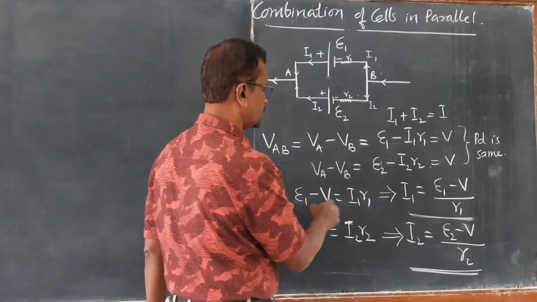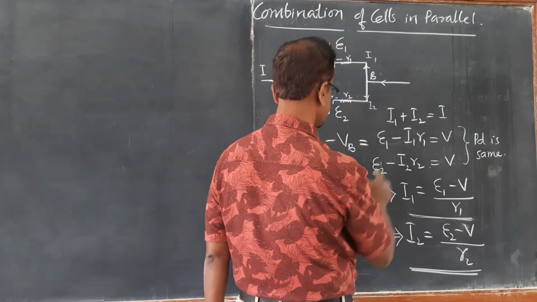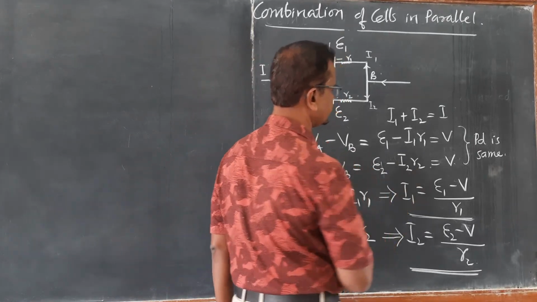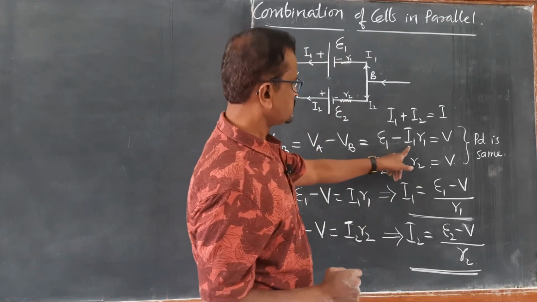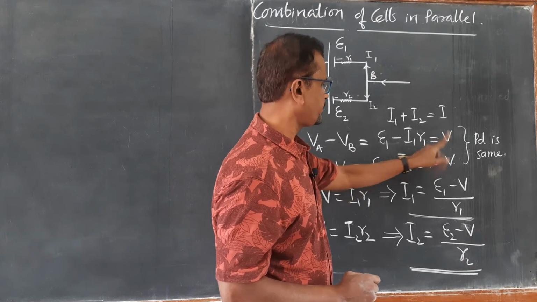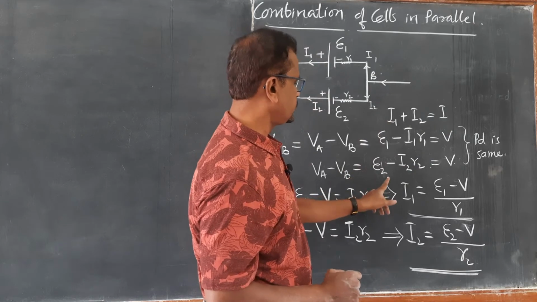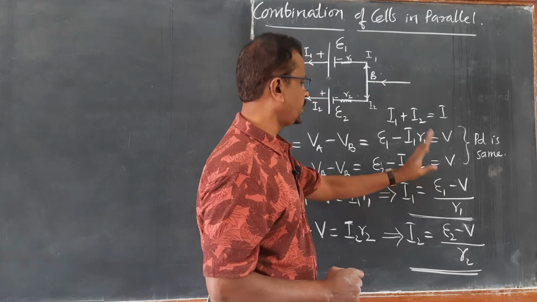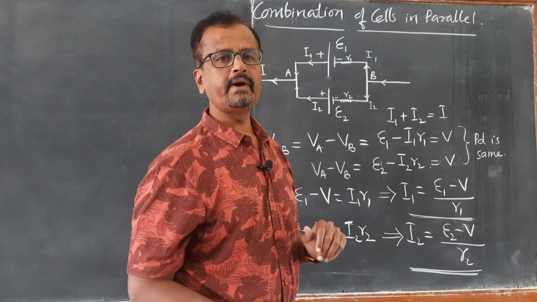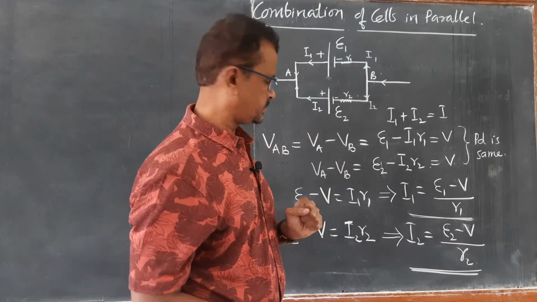E1 minus V is equal to I1 R1. E2 minus V is equal to I2 R2. You can just see, E1 minus V is equal to I1 R1, E2 minus V is equal to I2 R2. Just interchange. I want to find out the values of I1 and I2 respectively.